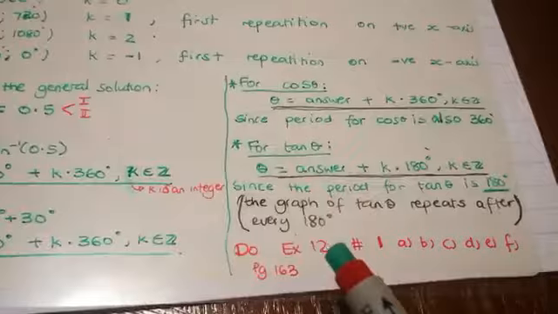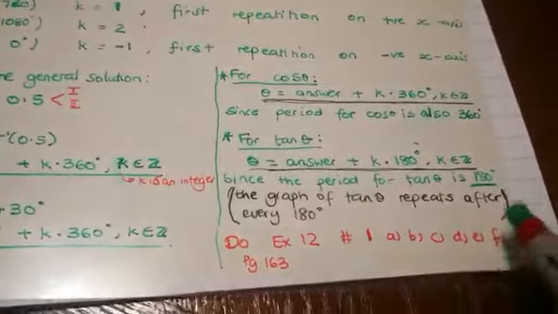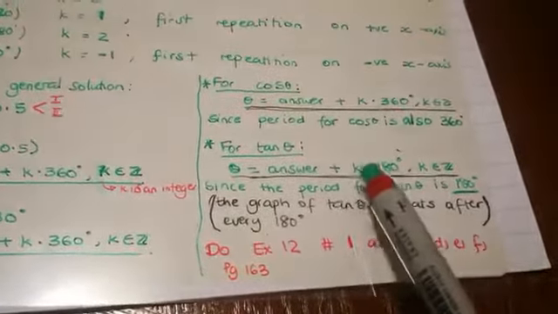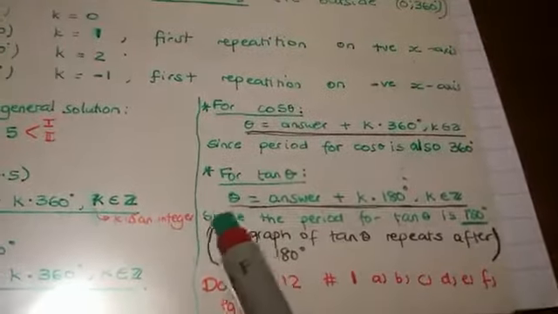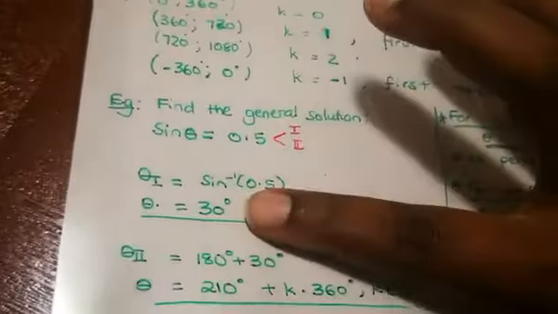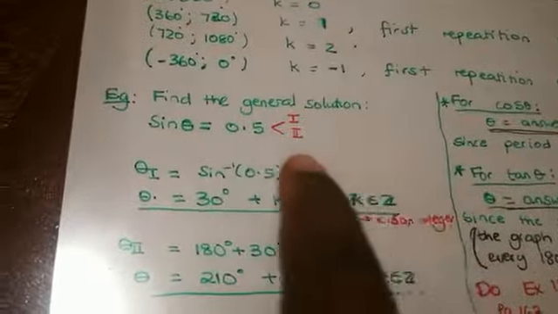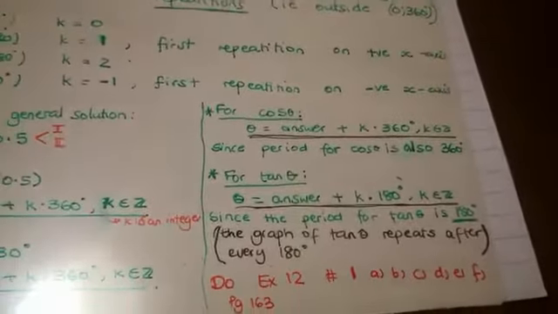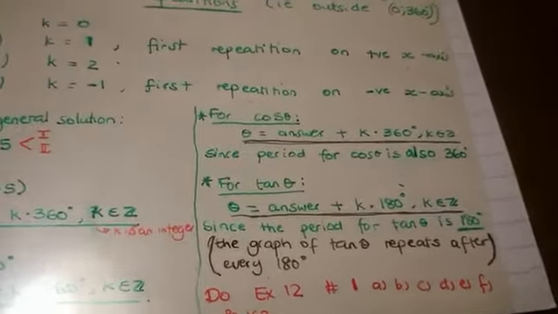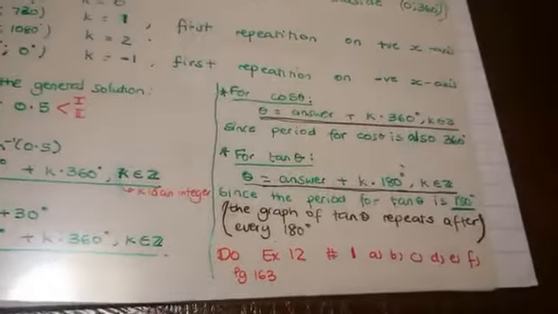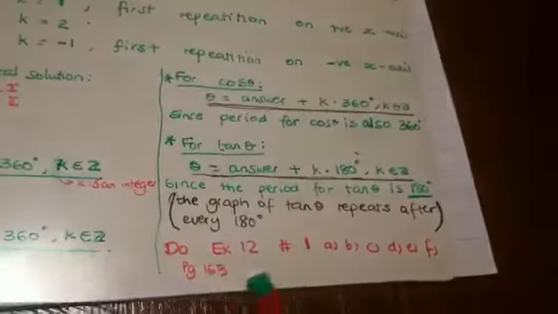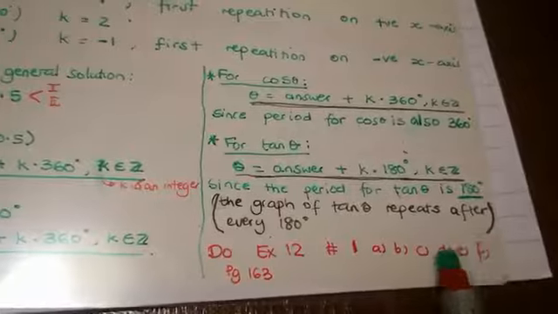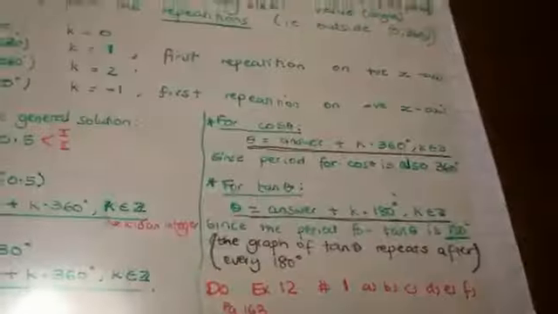So please do exercise 12. We'll only just do one exercise because I just want us to practice writing the general solution. This is very important. If you just write your answer like this, when the question said find the general solution, you are going to lose marks for not writing this. So it is very, very important. If it's a general solution, it means that you are accommodating all the possible answers that can come even after 360 degrees or below 0 degrees. Okay, so please do this and then I'll come back with the answers. Thank you.